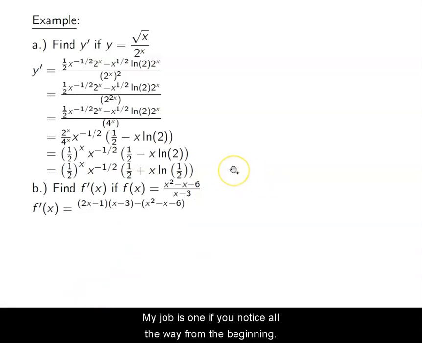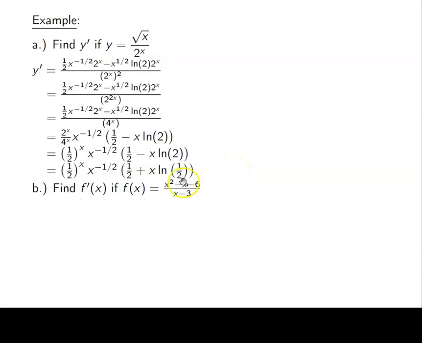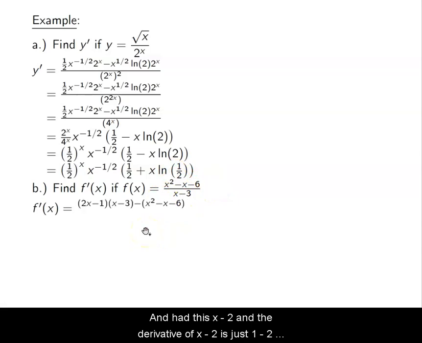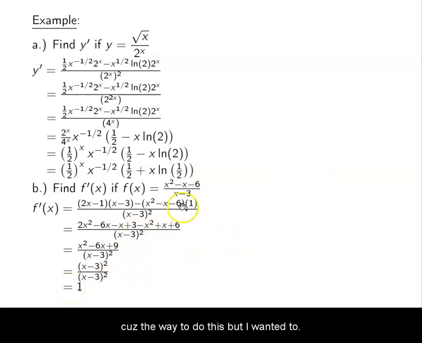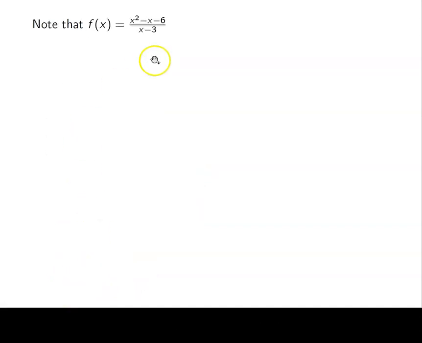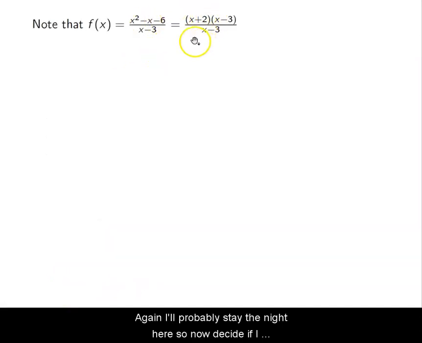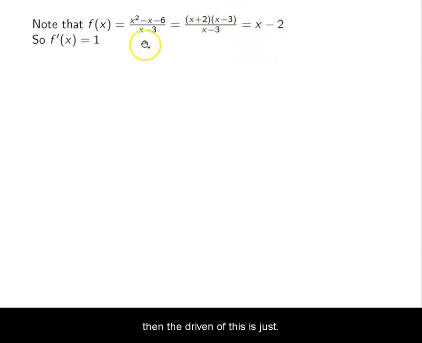If you notice, all the way from the beginning, x squared minus 6 minus x squared minus x minus 6 is factorable. And it factors to x minus 3, x plus 2. So right away, I could simplify that and have just x minus 2, and the derivative of x minus 2 is just 1, because the negative 2 goes away and x goes to 1. So there was a faster way to do this, but I wanted to show you how that worked. Okay. So again, notice that if I was cognizant of it and I factored first, it cancels, and then the derivative of this is just 1.